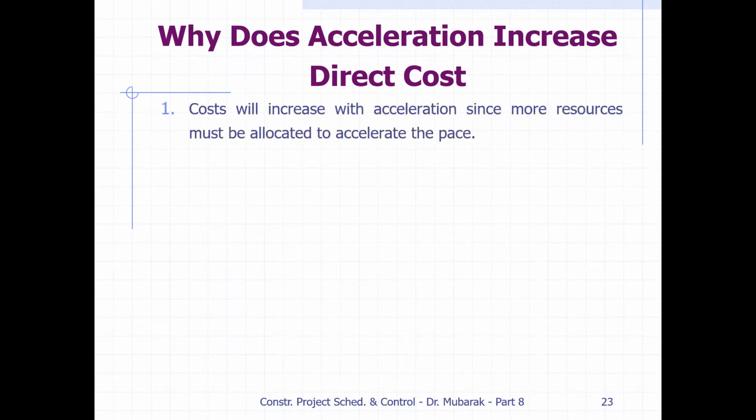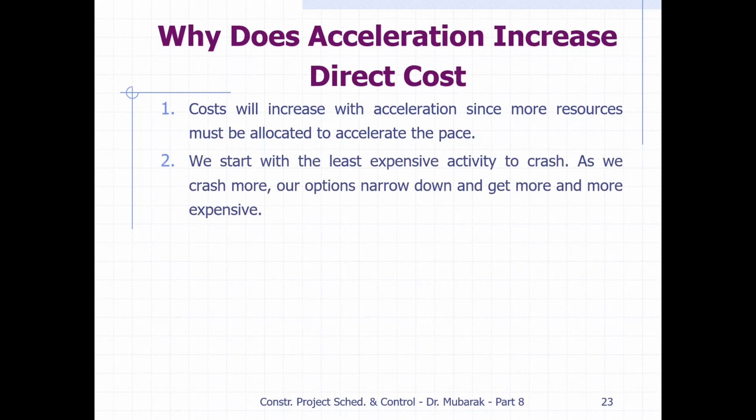Why does acceleration increase the direct cost? We have discussed this before in the previous graph. Direct cost will increase with the acceleration, since more resources must be allocated to accelerate the project. Sometimes we have to increase the labor force, sometimes we have to use more material or bring more equipment on site. So direct cost will increase. Why? Because we need more resources.